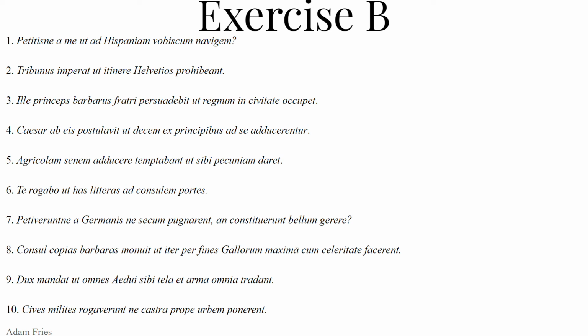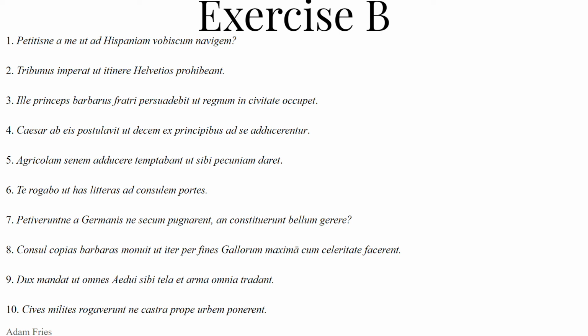Tela et arma omnia. Tela, nominative or accusative plural neuter of telum, neuter, weapons, throwing weapons, offensive weaponry. I'm going to guess that it is the accusative because we already have the nominative subject omnes Aedui. So tela is the direct object. So the leader instructs all the Aedui to do something about weapons for him. Et arma, the arma, those are defensive weapons like armor. So weapons and arms. Omnia, all of them. Omnia agrees with arma, can also agree with tela, all of their weapons and arms.